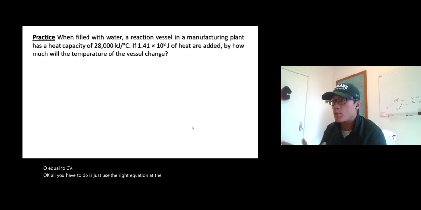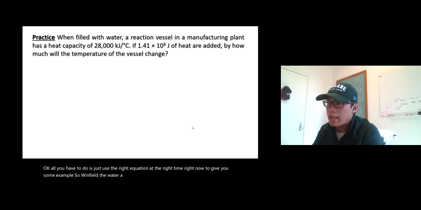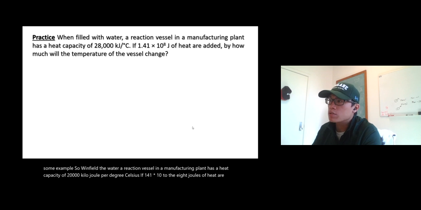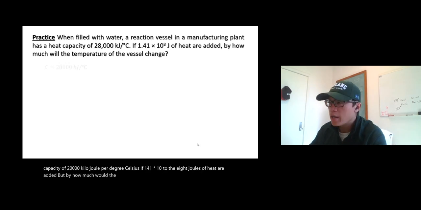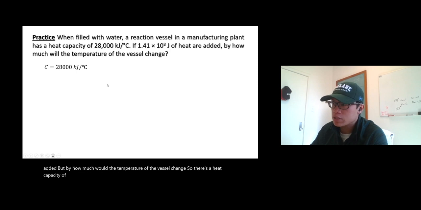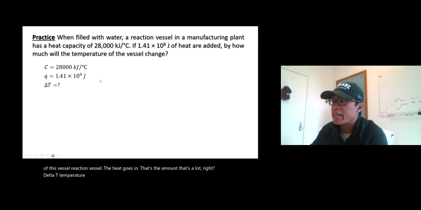All right, I'll give you an example. When filled with water, a reaction vessel in a manufacturing plant has a heat capacity of 28,000 kilojoules per degree Celsius. If 1.41 times 10 to the 8 joules of heat are added, by how much will the temperature of the vessel change? Okay, so there's the heat capacity of this reaction vessel, the heat goes in, that's the amount, that's a lot, right? Delta T, the temperature change. Q equal to C delta T, regardless of mass.